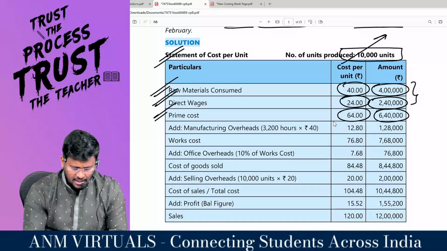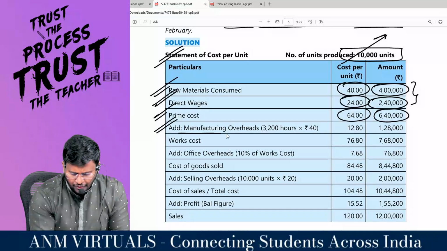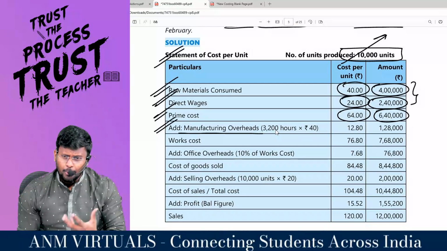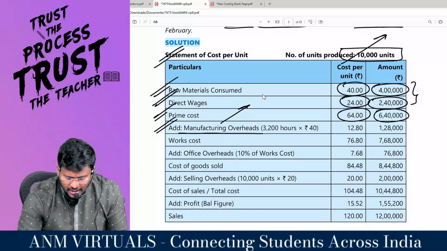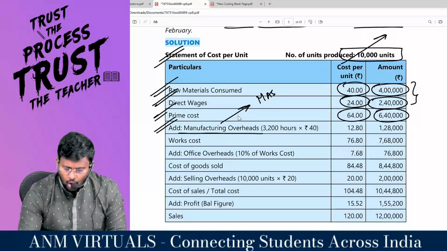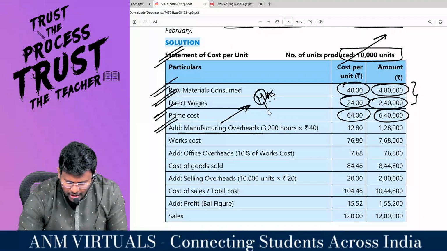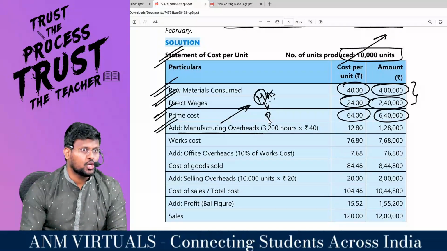Shall I add manufacturing overhead? Manufacturing overheads. We know production overhead. Sir, we all know that. Are you all really with me? There is manufacturing overhead, administration overhead, and selling and distribution overhead. This manufacturing overhead is otherwise called production overhead.